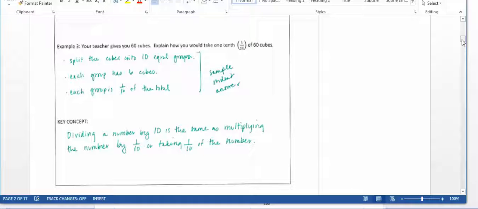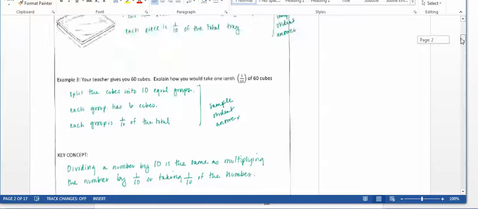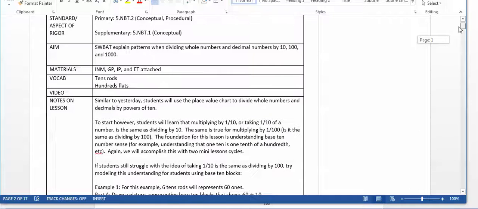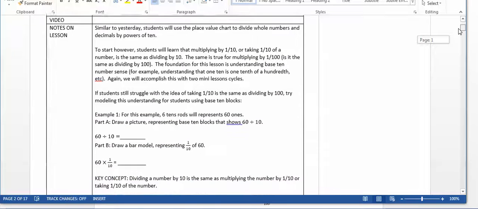And then we ask them, what operation was this when we split it into 10 equal groups? And students will say dividing. So dividing a number by 10 is the same as taking 1/10 of that, or the same as multiplying it by 1/10. And that'll really guide us for the rest of the day and the rest of the unit.